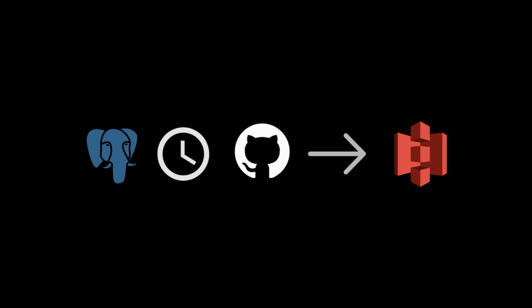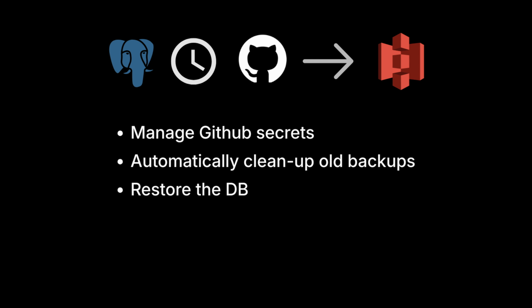In this video, I'll show you how to back up your Postgres database on a schedule using GitHub Actions and store the snapshots in an AWS S3 bucket. You'll learn the best way to manage GitHub secrets, how to automatically clean up old backups so you don't get charged, and finally, I'll show you how to actually restore the database, though I hope you won't need it.